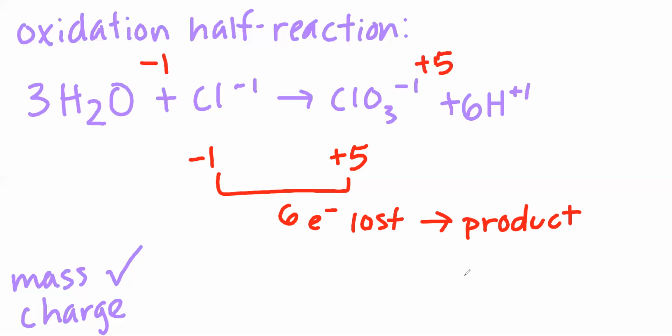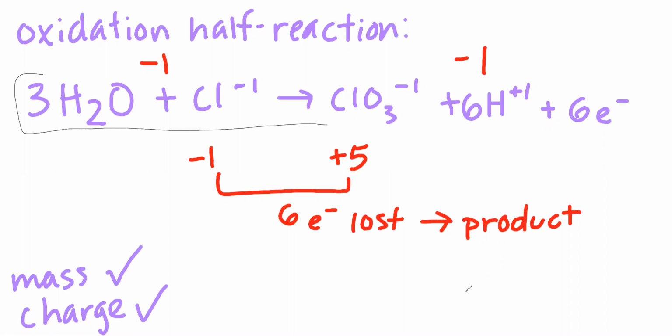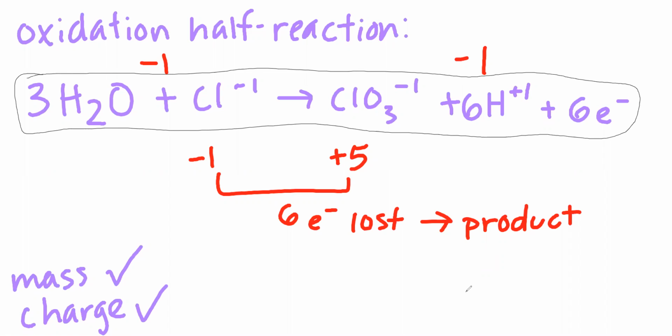So here we have 6 electrons as one of the products of this reaction. So that affects our charge here. So we have 6 positives and a total of 7 negatives. So we have a -1 for our net charge for the products, and now we're balanced by mass and charge. So this is our completely balanced oxidation half reaction.